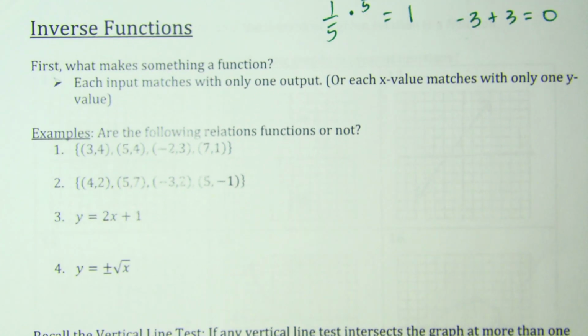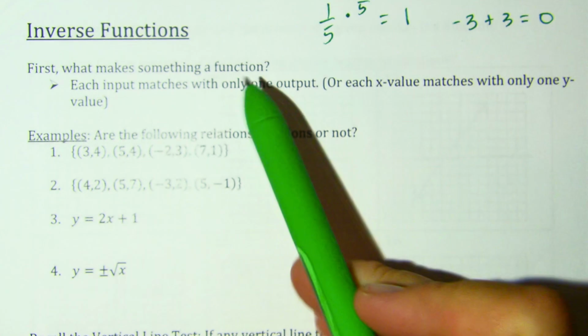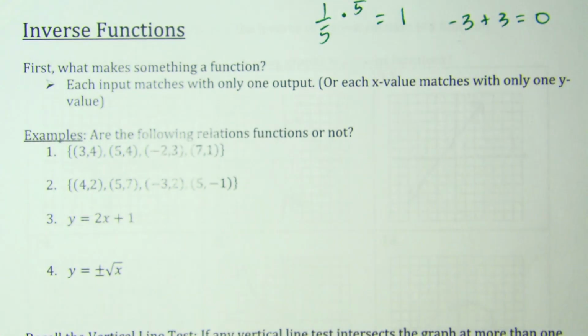So remember, what makes something a function? We talked about this earlier in this chapter. We looked at it in Unit 1 as well. That means where each x value matches with only one y value, or each input matches with only one output, or x's don't repeat.